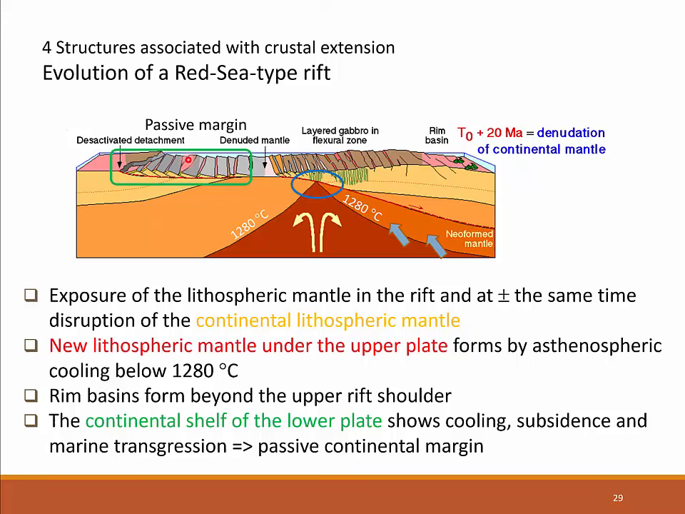The shelf of the lower plate would develop into a passive continental margin. The tectonics will die out, and the main geological process that can happen in that place is sediment deposition with material from the continent or elsewhere.